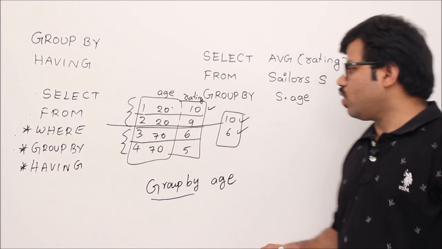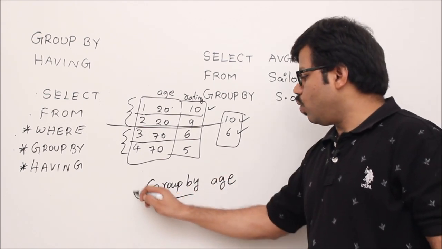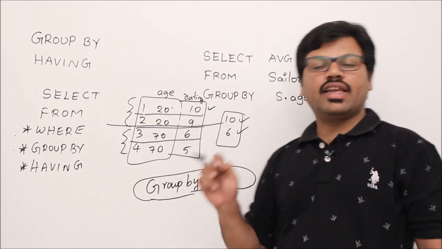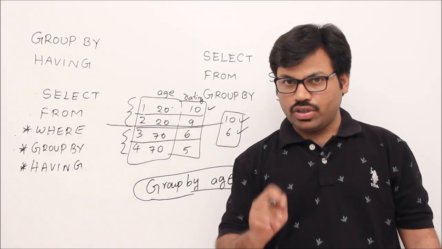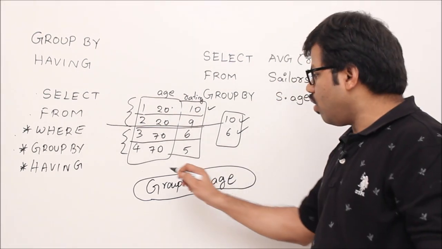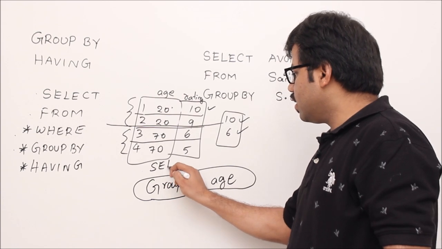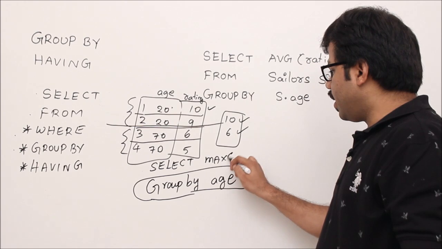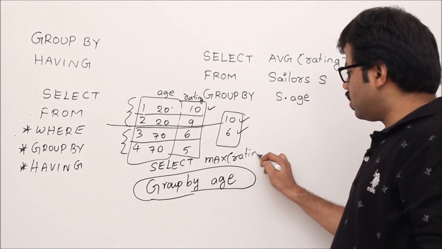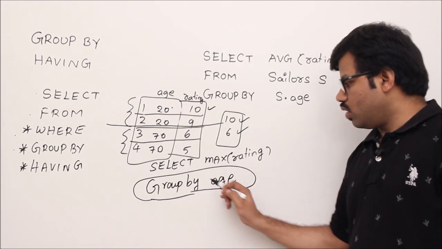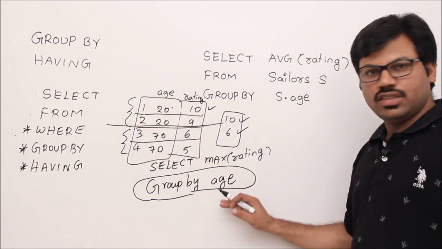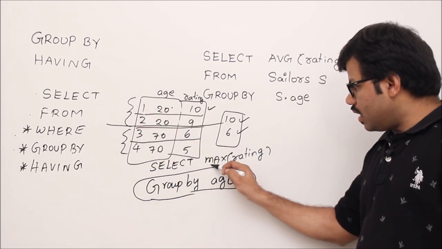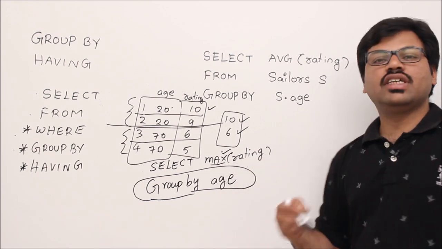After that, later I want to compute. Once you write group by age, whenever you compute aggregate functions, automatically they will be computed for every group. So now you write select, like this: select highest rating, max of rating. When you do this, what happens? Your table will be grouped by age, then the highest rating will be computed for every such age group.